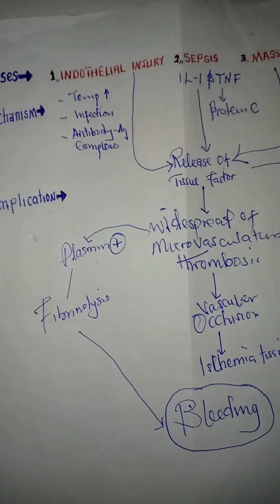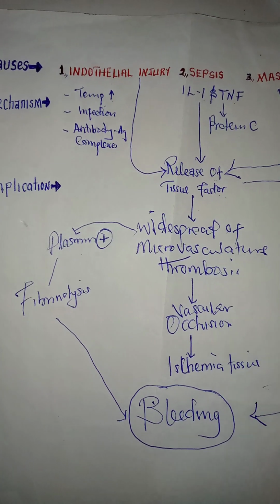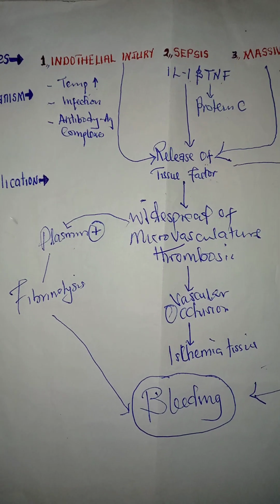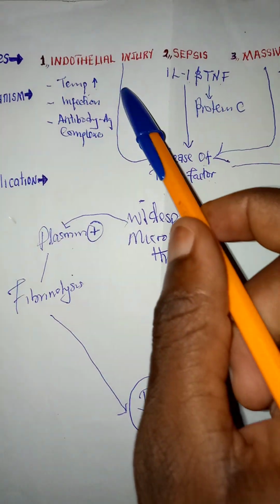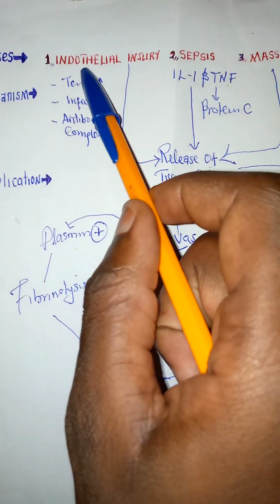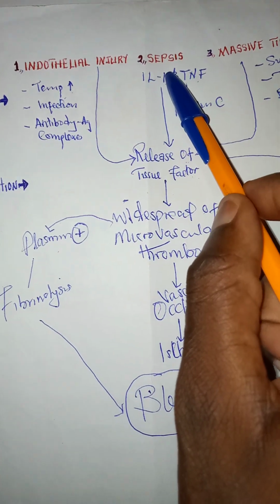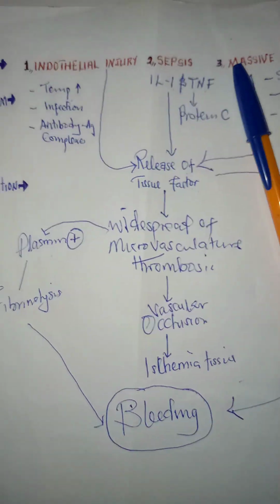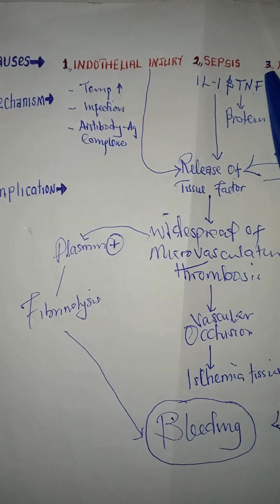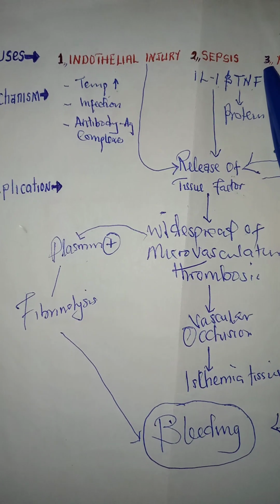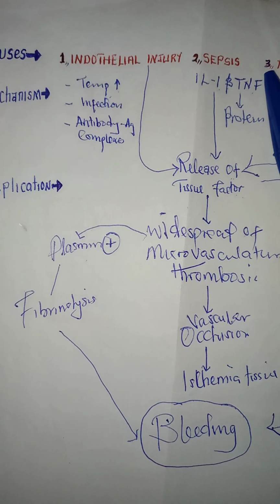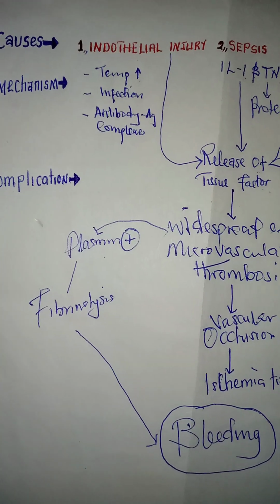When talking about the causes of DIC, even when you have forgotten everything else, at least remember this one which I have highlighted in red: endothelial injury, sepsis, and massive tissue destruction. What happens, I'll explain and you're going to understand. Let's start with endothelial injury.